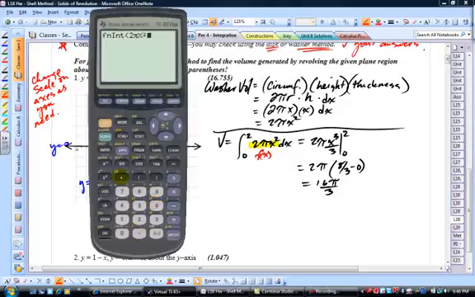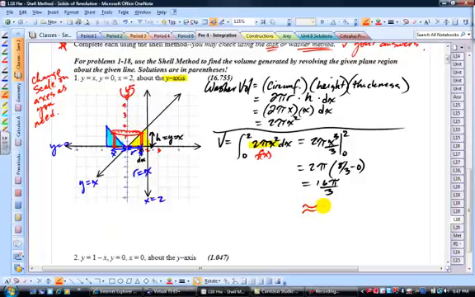Now we go comma, type in the variable that's used. In this case it's x, and it's always going to be x on this calculator, whether we're integrating with respect to y or x. Comma, and then we enter our bounds from a to b. Now a is 0 and b is 2, so I enter in the bounds 0 and then 2, and then I hit go. And I get 16.755. Notice that's up here.